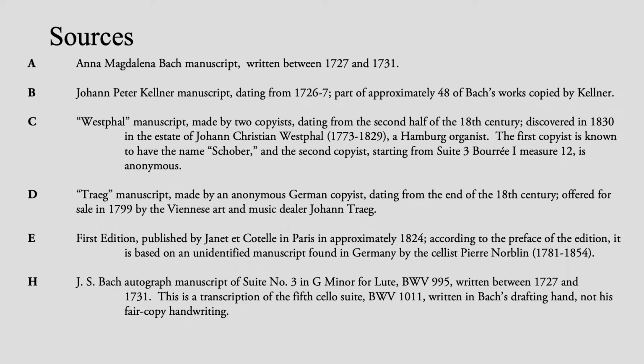For the 5th suite, we also have Source H, which is the Johann Sebastian Bach autograph manuscript of Suite number 3 for lute. This is Bach's arrangement of Suite number 5 in C minor for cello. The cello suite came first and was written in scordatura with the A string tuned down to G.